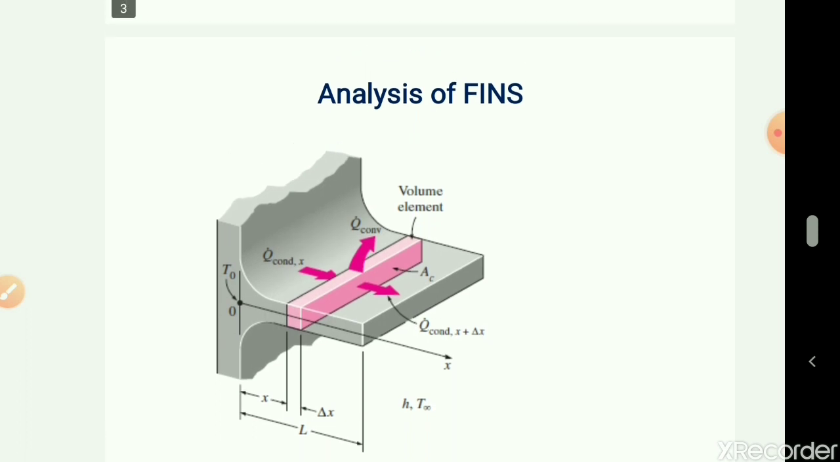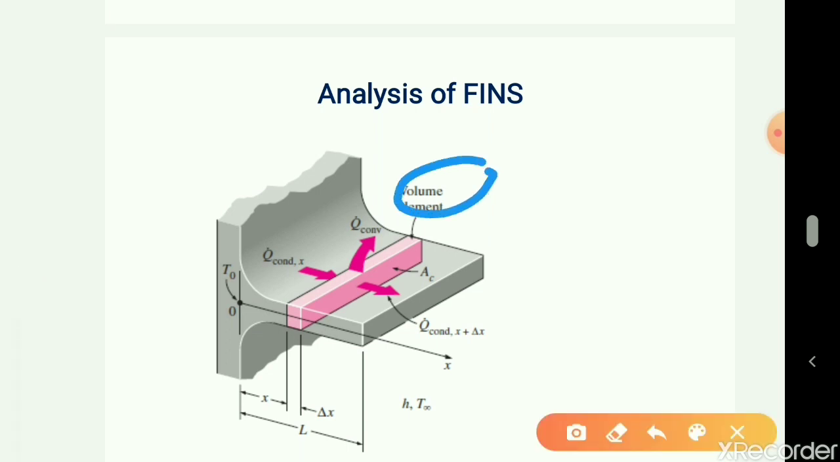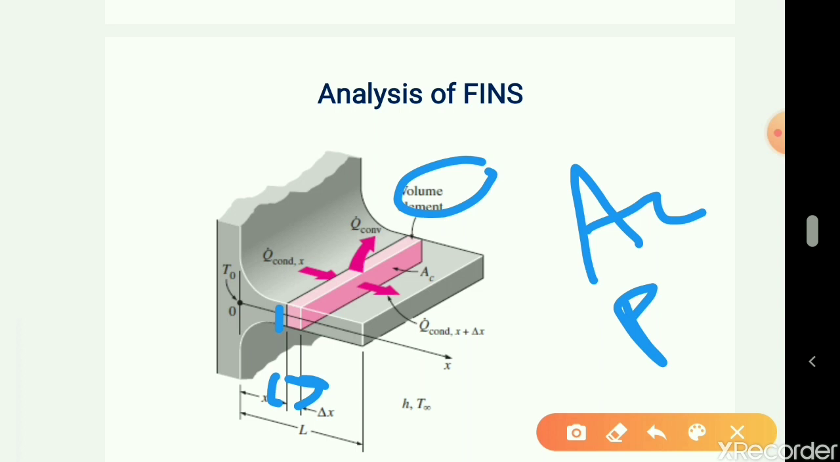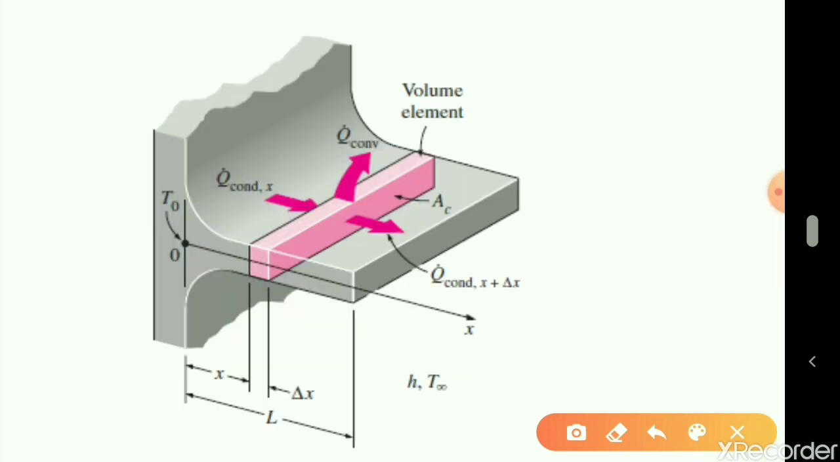For the analysis of the fin, we consider a rectangular fin whose length equals L and width equals B. Now we take a volume element at location x whose length equals delta x, cross sectional area is Ac and perimeter is P, which are all kept constant. That means the cross sectional area is constant, the perimeter is constant, and the length of the volume element delta x is also constant. Now consider this volume element. There is heat conduction to the element at location x, and there is heat conduction from the element at x plus delta x, and there is heat convection from the volume element.